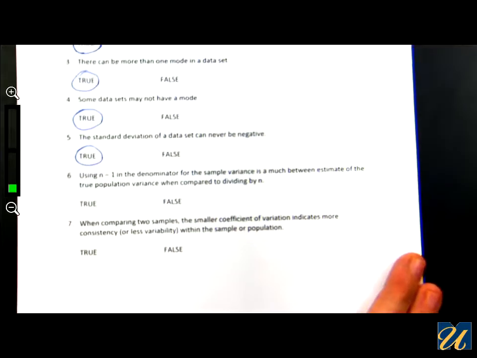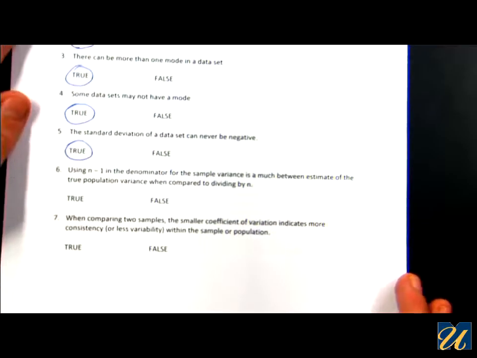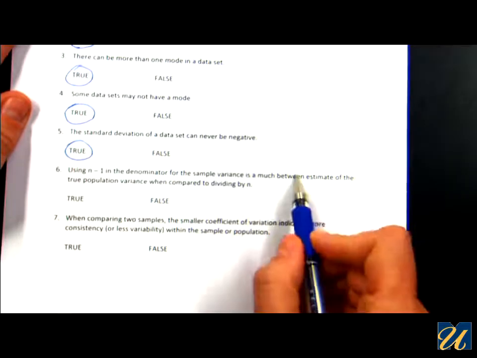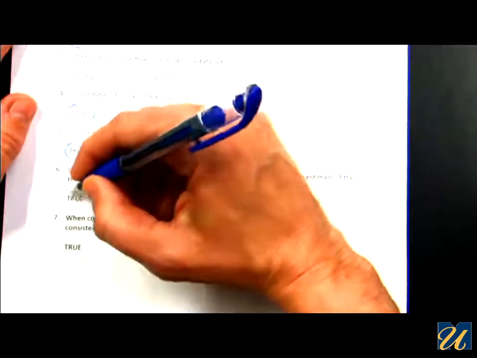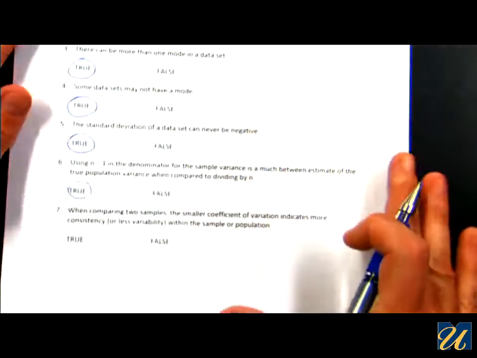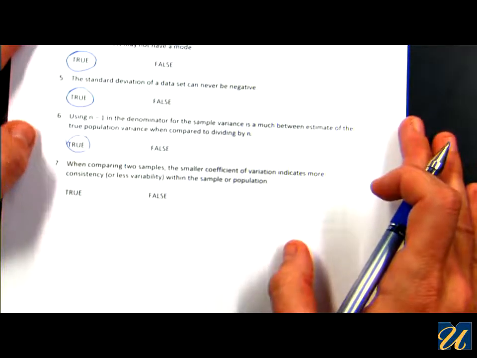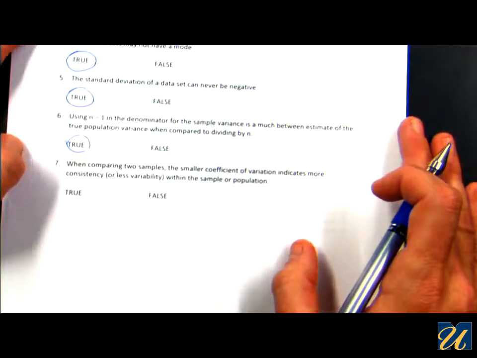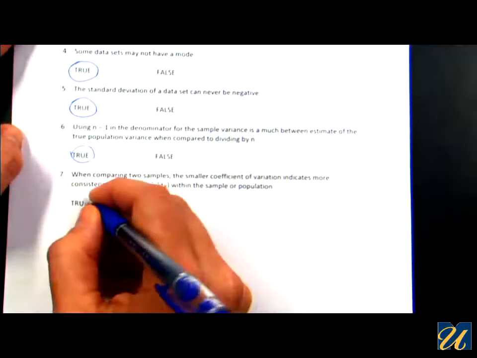Using n minus 1 in the denominator for the sample variance is a much better estimate of the true population variance when compared to dividing by n. This is true. When comparing two samples, the smaller coefficient of variation indicates more consistency or less variability within the sample of the population. This is also true.